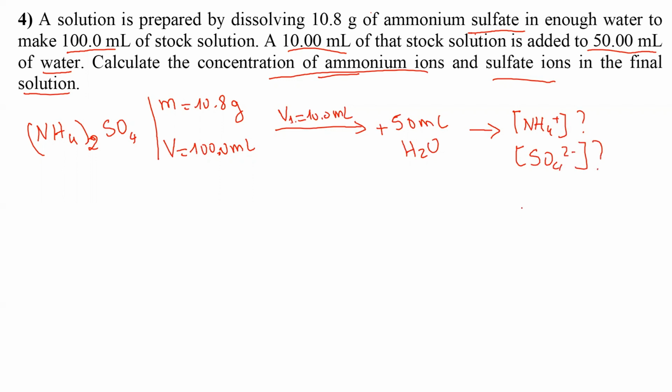Okay, so how can we do that? This is our concentrated solution actually. So we have MC and VC, and from this solution we take only V1 equal to 10 ml. Then we add 50 ml. So the total solution, V total or V diluted, will be equal to 60 ml.